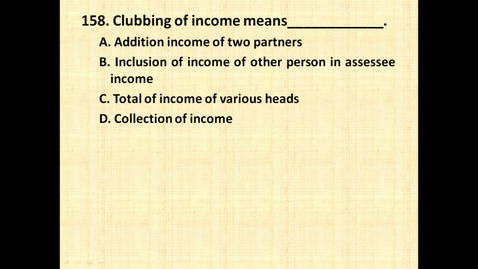Clubbing of income means additional income of two partners, inclusion of income of other persons in assessee income, total income of various heads, collection of income. So clubbing is nothing but whenever you are adding income of another person to the assessee's income. It is usually done whenever the wife's income is added to the husband's income or children's income is added to their parents' income, and it is done usually after adding the total income of the 5 heads while calculating gross total income.